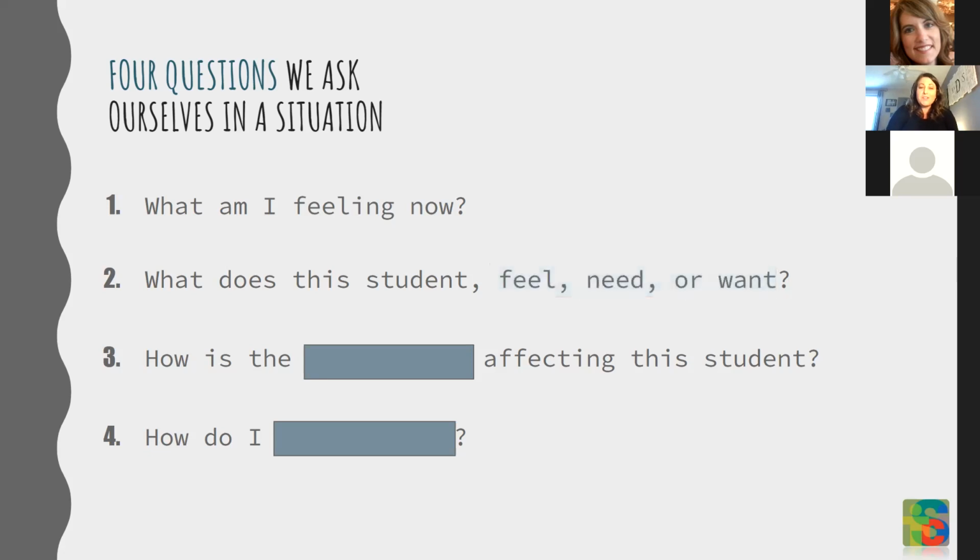Next, we want to figure out, what does the student feel, need, or want? We all know that behavior is a way of communicating. There's a need that's not being met. And if we put that lens on and say, what does the student feel, need, or want? We're able to help support the student by meeting that need.